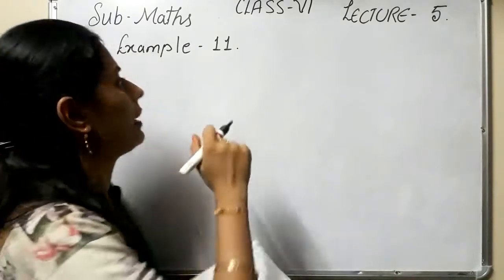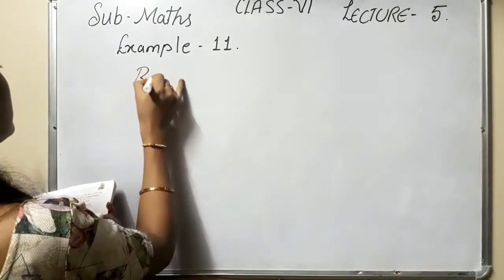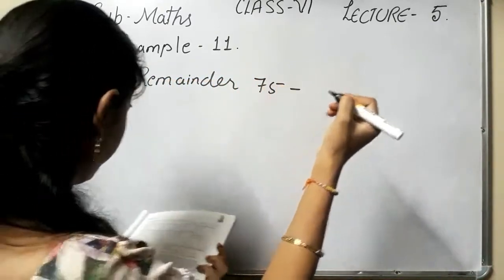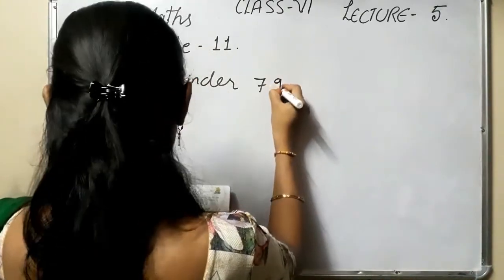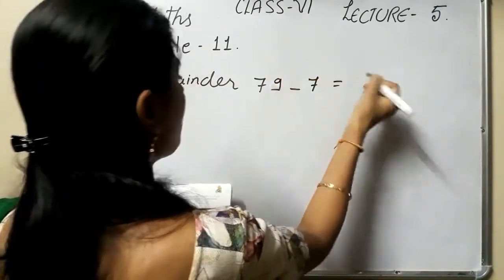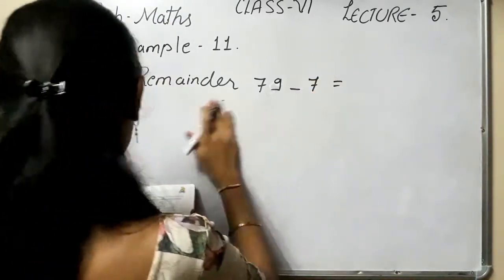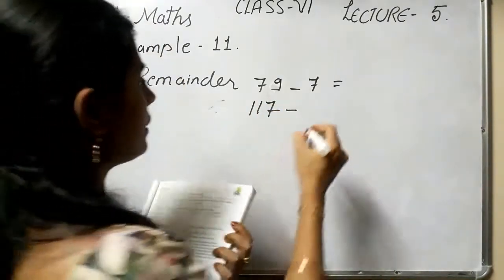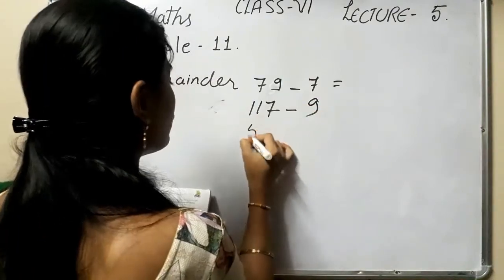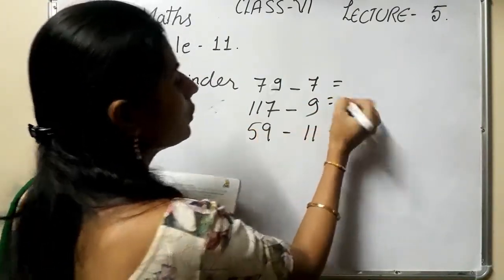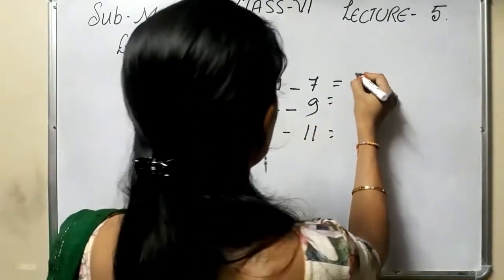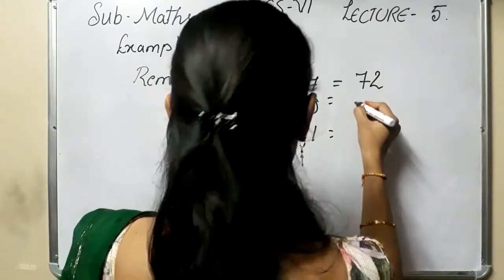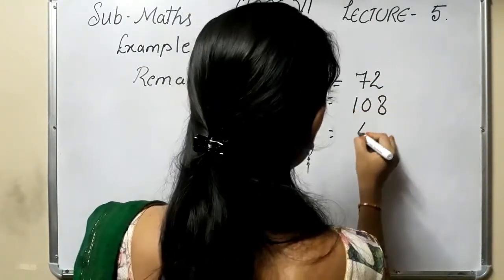What is the remainder of 79? You have to find here. The remainder of 79 is 7. So, get subtracted, then 117. What is the remainder of 117? It is 9. Remainder of 59 is 11. So, get subtract here. What we will get here? 72. Here you will get 108, here you will get 48.